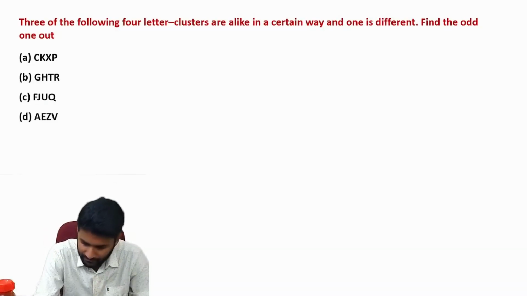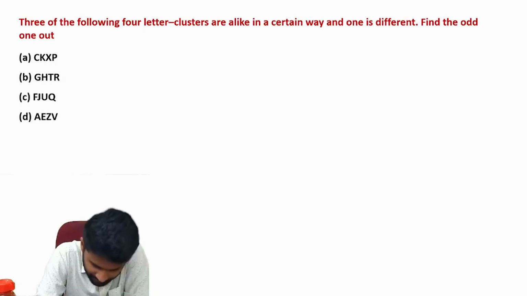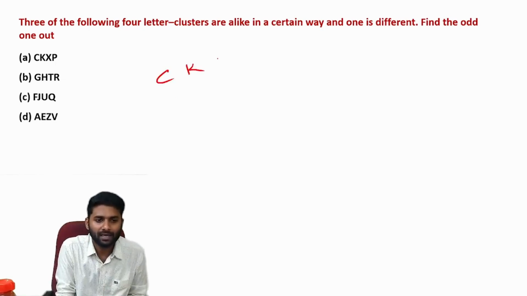Next, find the odd one out here. So which one is the odd one out here? C, K, X, P. I told you many times this one has the most important logic related to the alphabetical.